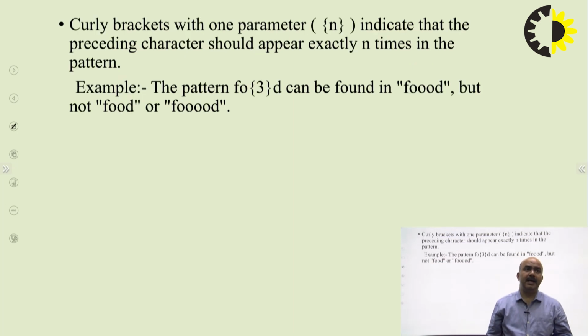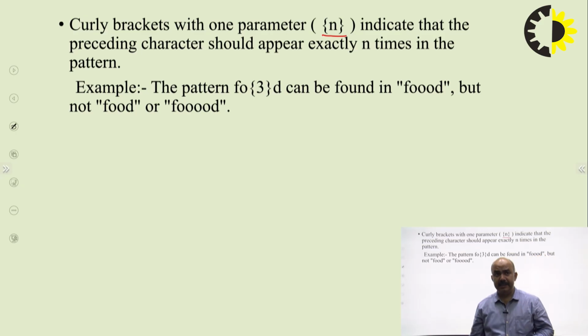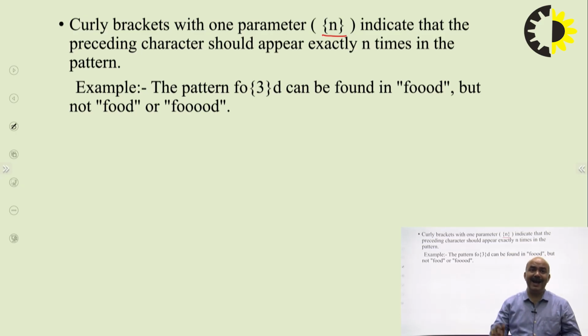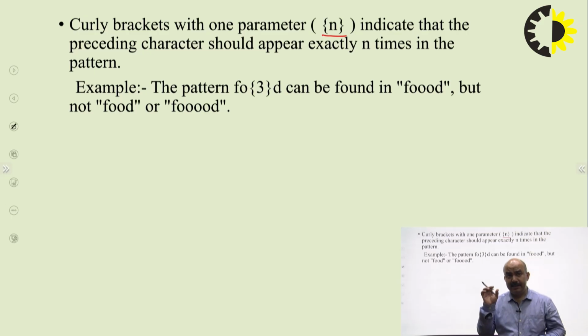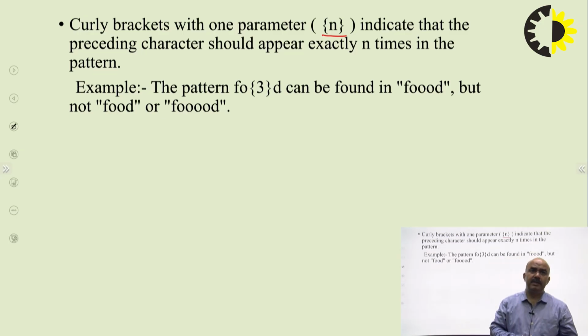Another is the curly bracket with one parameter. Let's say it is represented by curly braces n, which indicates that the preceding character should appear exactly n times. It means the character must appear in the word exactly that particular number of times. So n indicates that the preceding character should appear exactly n times in the pattern.